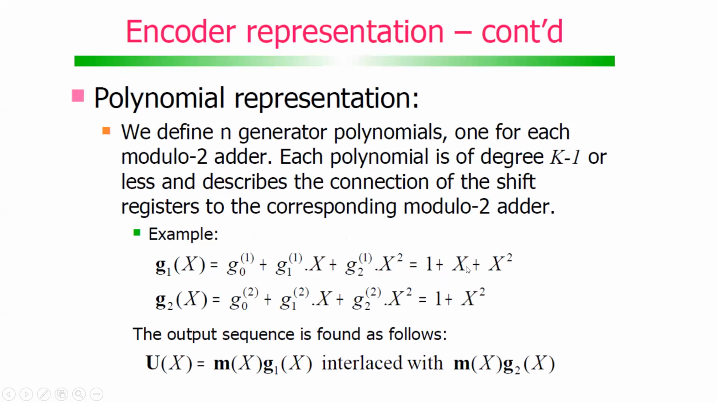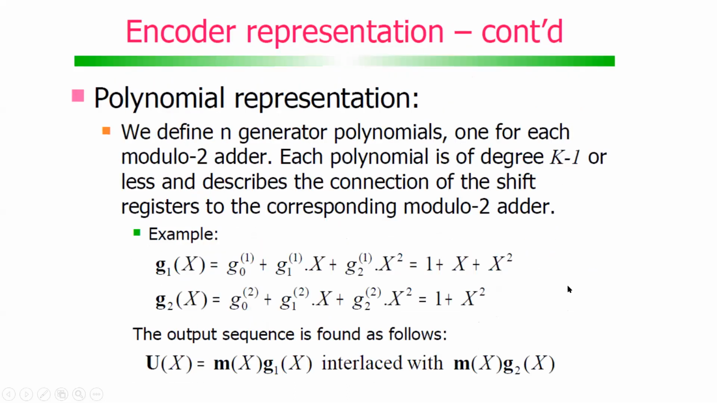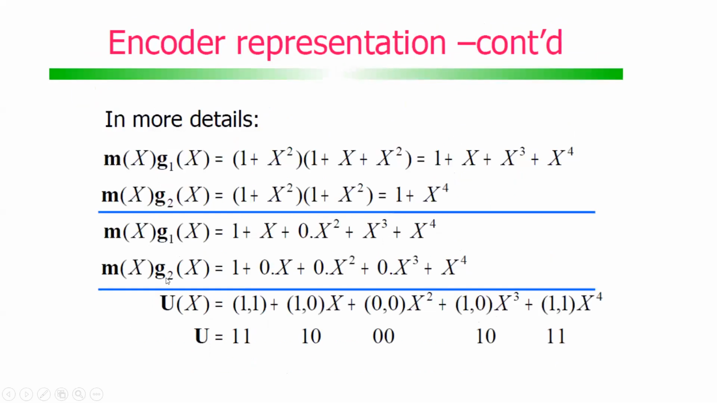I take the coefficients, which are 1 1 1. For G2(x), the value of G2 is 1 0 1. If I put it in the form of a polynomial expression, it will be 1 plus x square, because the coefficient of x, the second term, is 0. This clearly tells me how the connections are to be made: for G1 the connections are 1 1 1, and for G2 the connections are 1 0 1.